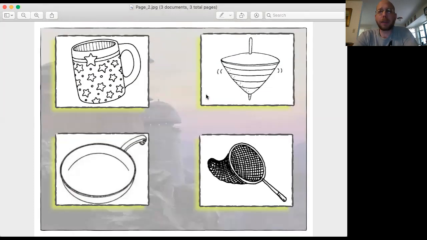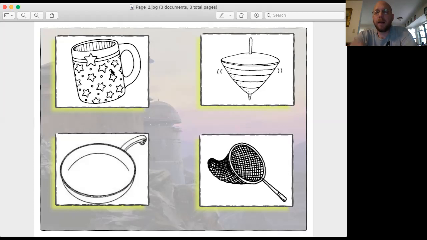Now we have 4 more pictures here. I'm going to go ahead and work with you guys on these pictures, and then we'll play a game on our next slide. Okay? So we have here a mug. What's the first sound that you hear in the word mug? Very good. What's the next sound? Mug. Ugh. Very good. The next sound is ugh, and the final sound? G.